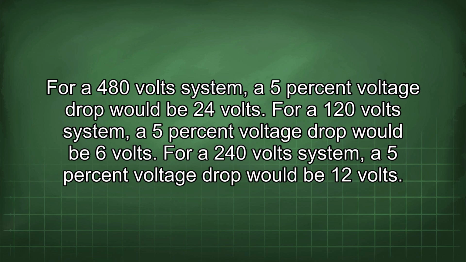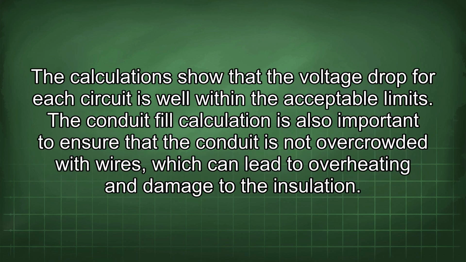For a 480 volt system, a 5% voltage drop would be 24 volts. For a 120 volt system, a 5% voltage drop would be 6 volts. For a 240 volt system, a 5% voltage drop would be 12 volts. The calculations show that the voltage drop for each circuit is well within the acceptable limit.